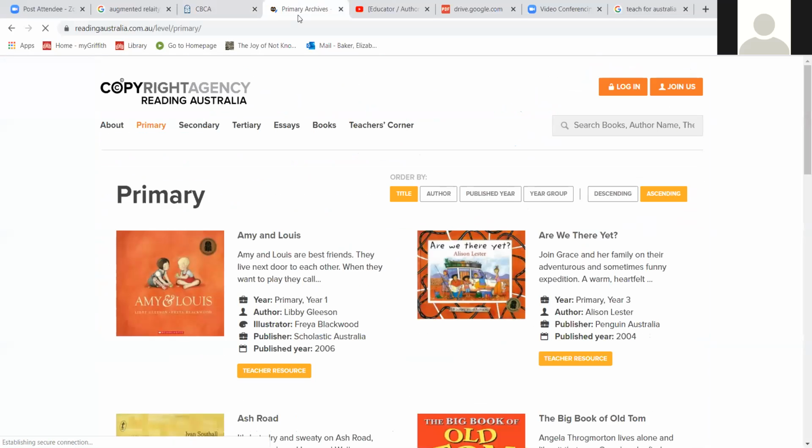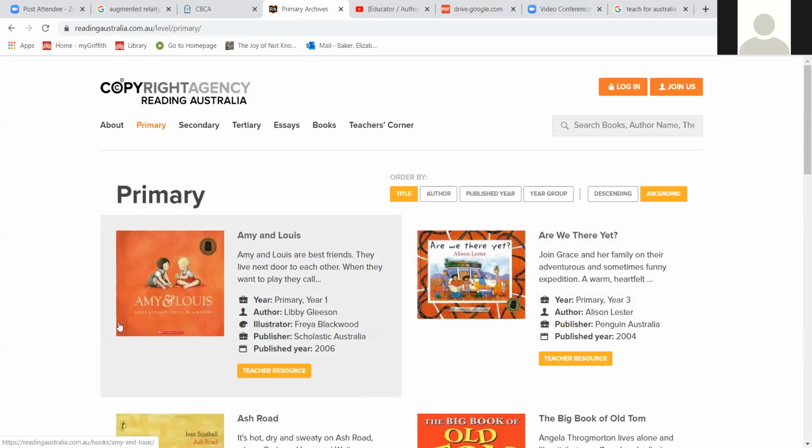Reading Australia is the other place that I would highly suggest you go and have a look at. CBCA are amazing, aren't they? Reading Australia have quality texts listed by primary, secondary, and tertiary year levels. And here, they have them more specifically for year groups. Sometimes it's a double year group, like 3-4, but generally they're for one year group.